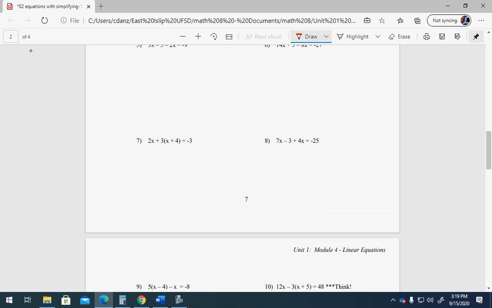Number 7 has both distributing and combining. So this is really the final skill that I want you to be able to do today. We'll do one more problem after this, so just so that you have 4 problems that you can look back at.